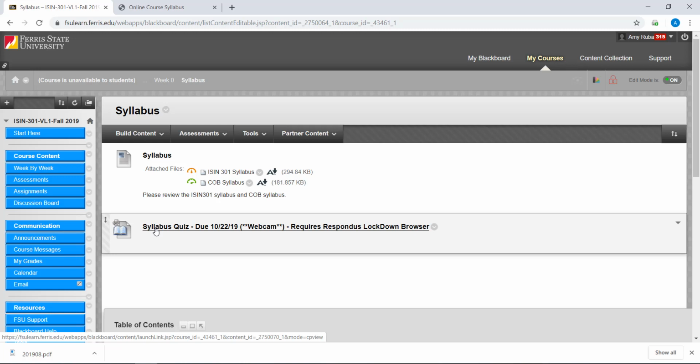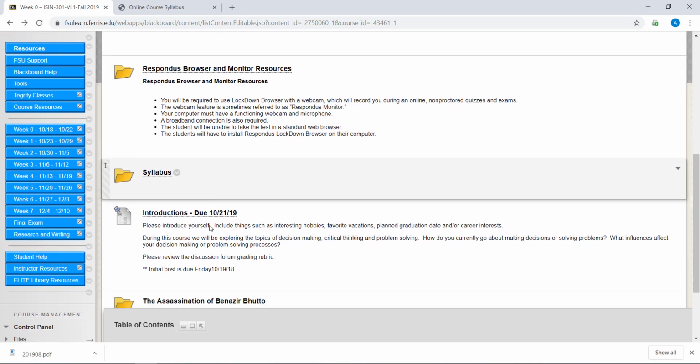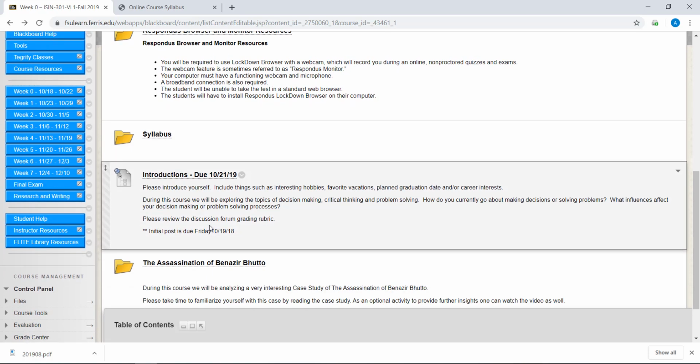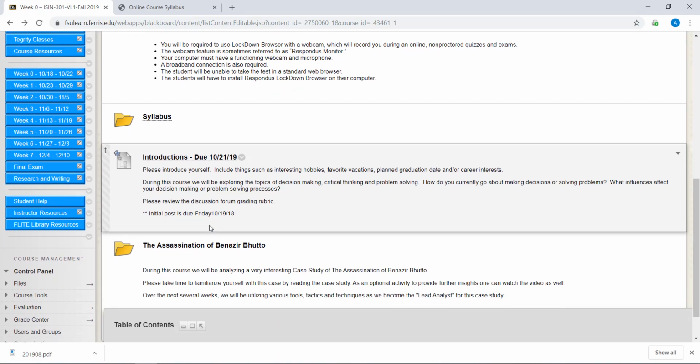After that, you will then take a syllabus quiz. I've set up the syllabus quiz to use Respondus Lockdown Browser and Monitor, so you have a chance to use it prior to the first chapter quiz. The first discussion thread is just going to be an introduction where it will give you a chance to get to know your fellow classmates in the course. Again, the initial post is due by Friday, October 19th, and you need to visit the discussion board on 2 different days to receive full credit.